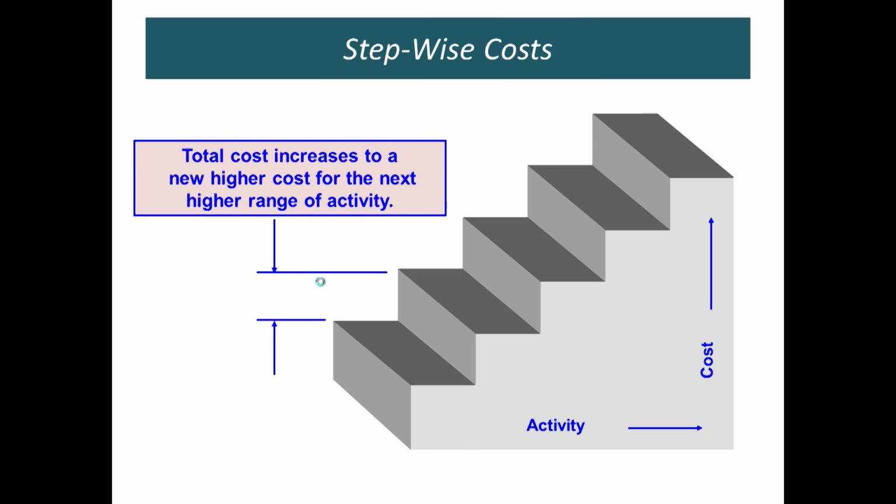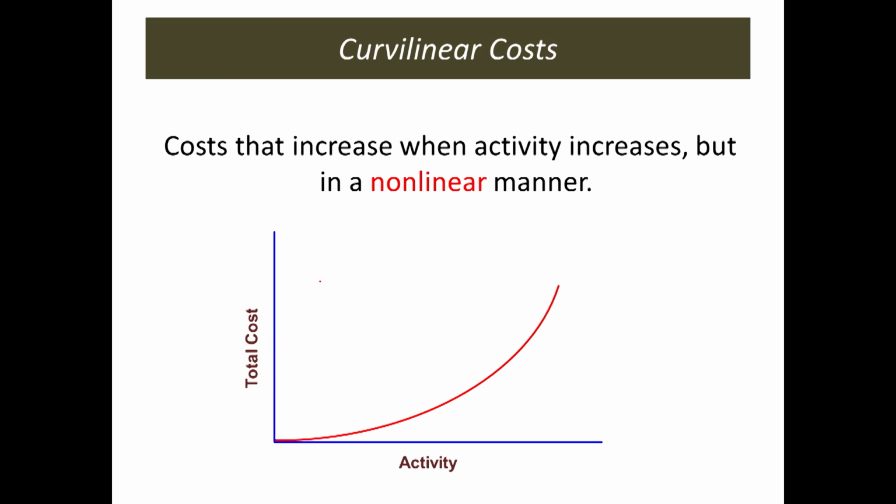All right. Let's talk about curvilinear costs. Curvilinear costs. Now, these are costs that change as activity increases, but it is not a straight line, okay? It increases in a non-linear manner. And you can see how that line is kind of curved, right? Okay? So it's increasing at different rates depending on what activity level you're at, right?